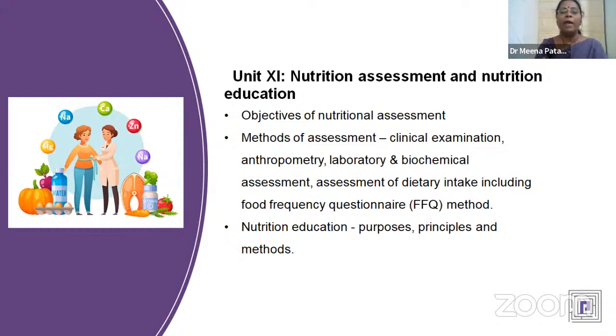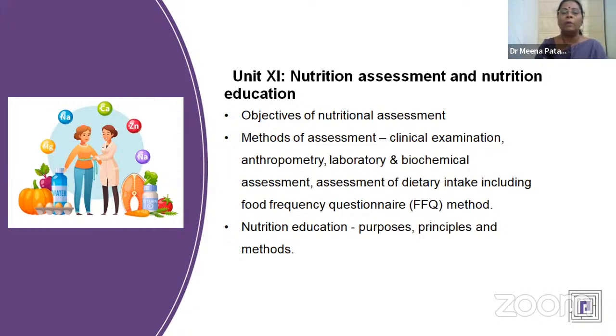Now in this we have the ABCD methods, under methods of assessment. Anthropometric measurements are A. Biochemical methods, the laboratory and biochemical method, are B. C is clinical examination, and last is D, assessment of dietary intake, including the food frequency questionnaire method. So these are very, very important methods.